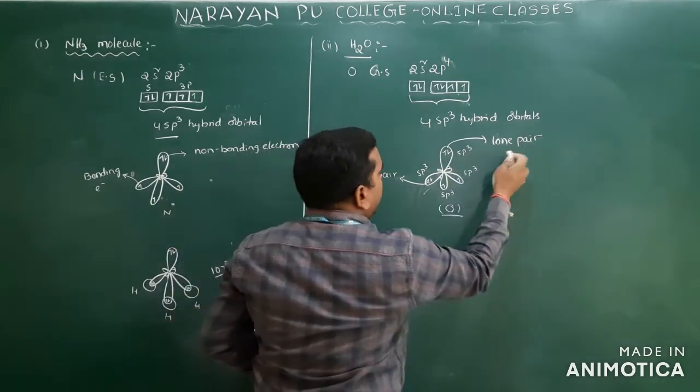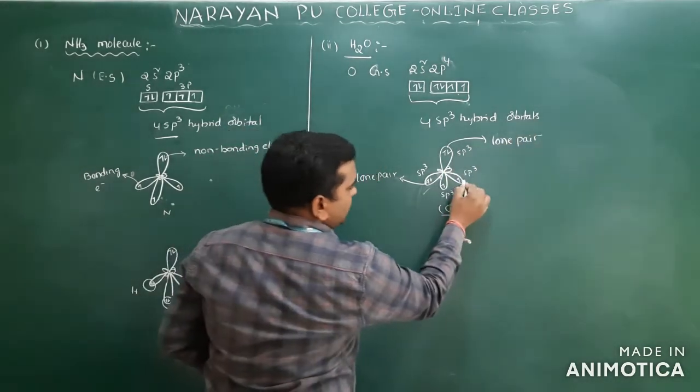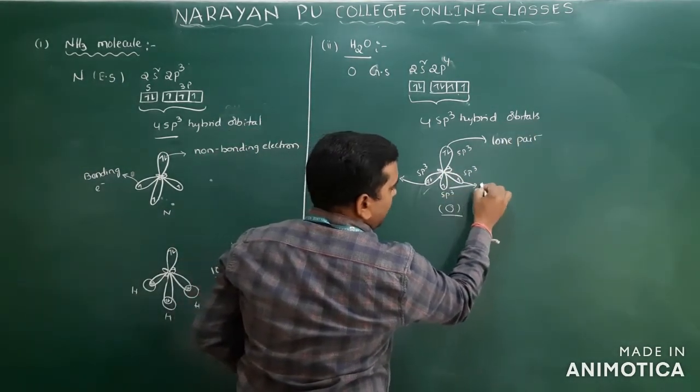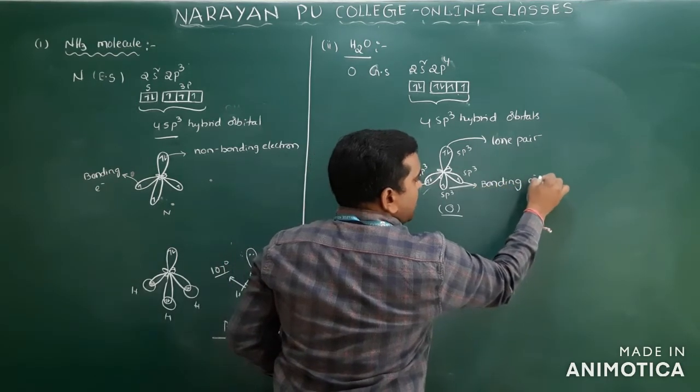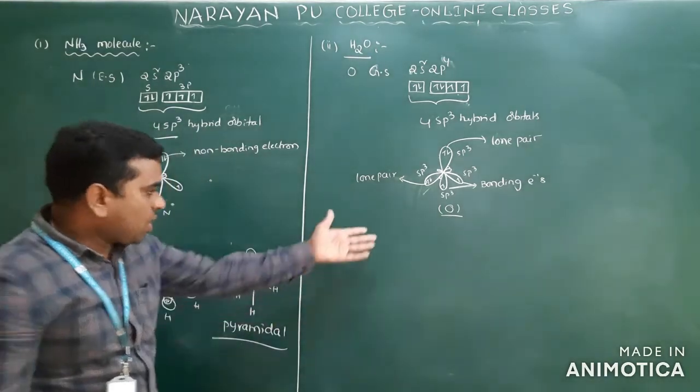So these are non-bonding electrons. These 2 are bonding electrons, meaning they participate in the bond formation. Now write how we will get it.